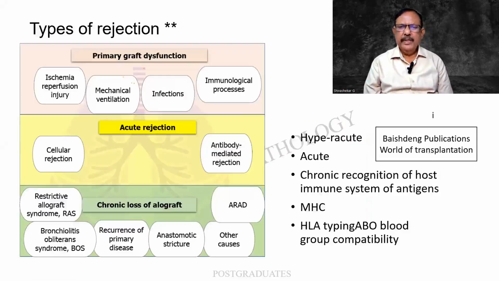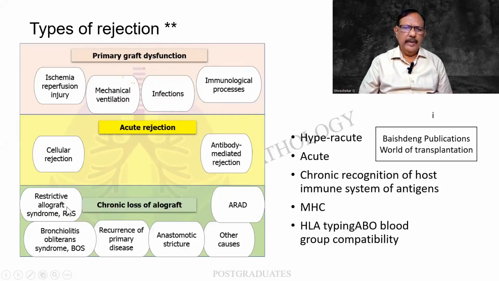The types of rejection: a very important flow diagram that can be used. So there is a primary graft rejection or dysfunction, ischemic reperfusion injury, and then there is mechanical ventilation, infections, immunological processes. When these are all there, there can be an acute rejection, which can be cellular or antibody rejection. These two words, if you people remember and write, it is good. And finally, you find that there can be a chronic loss. So there is a primary, an acute, and then the chronic loss.